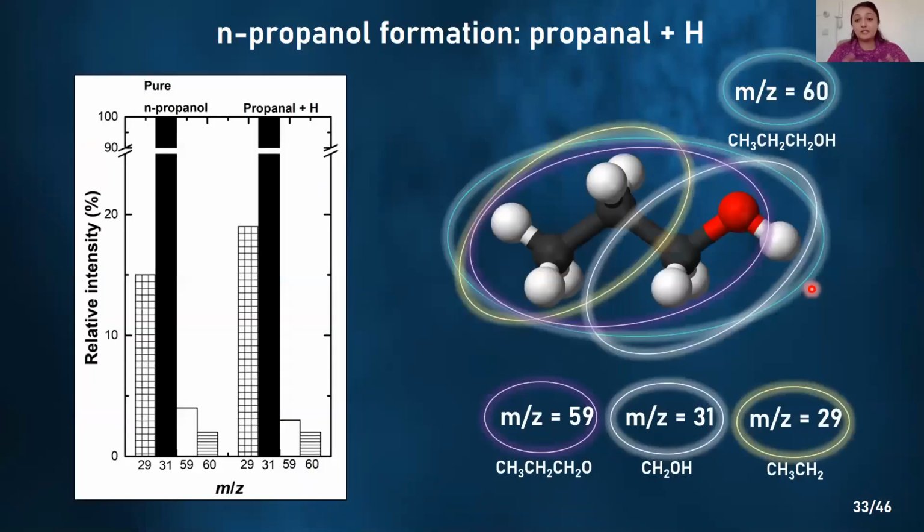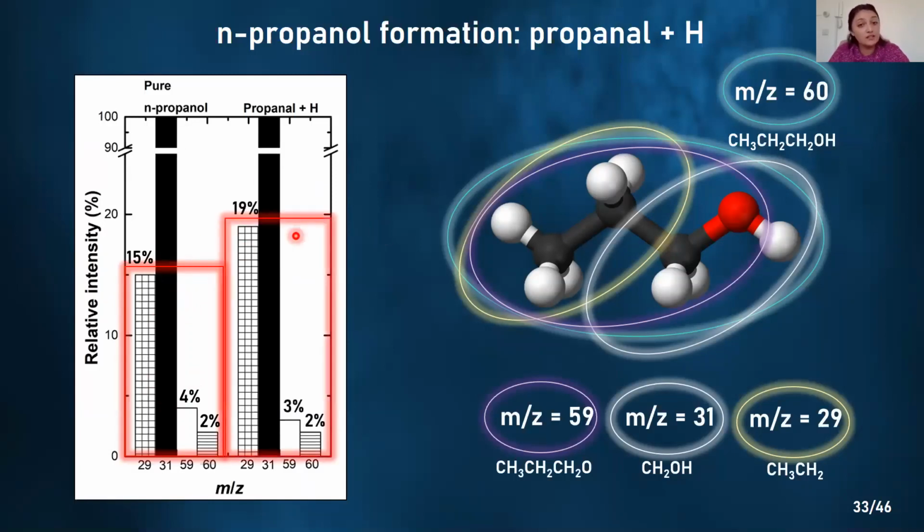When n-propanol is fragmented in the QMS, it can break apart into mass to charge values of 60, 59, 31, and 29. Their fragmentation pattern in the pure n-propanol experiment is shown here. So this pattern is nearly identical to the pattern found in the propanal plus H experiment. Therefore, it's concluded that n-propanol is formed from propanal plus H.